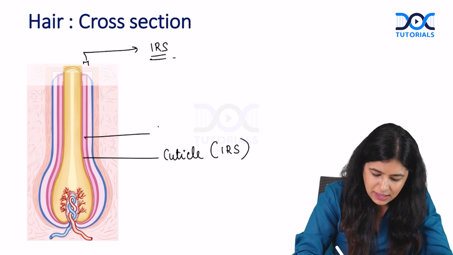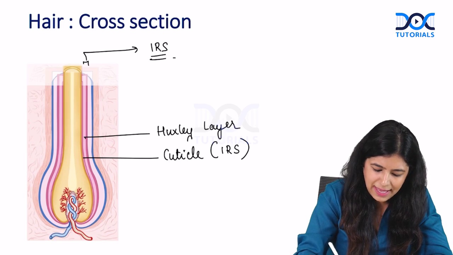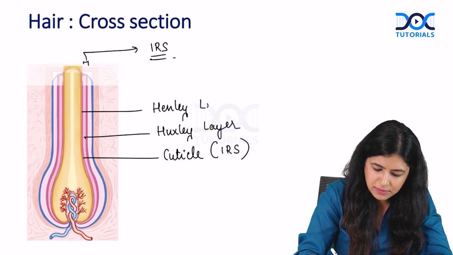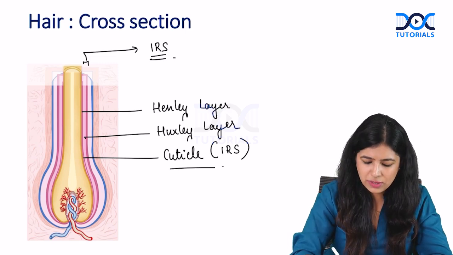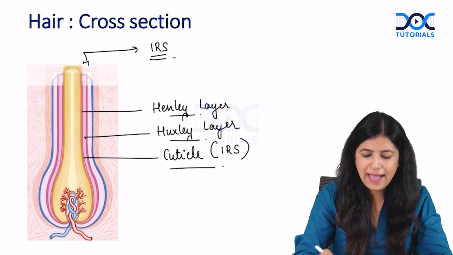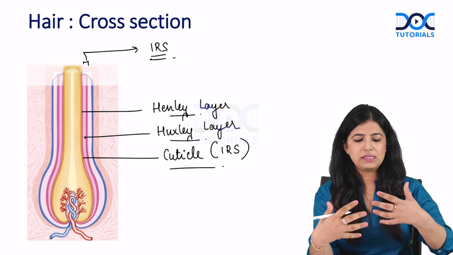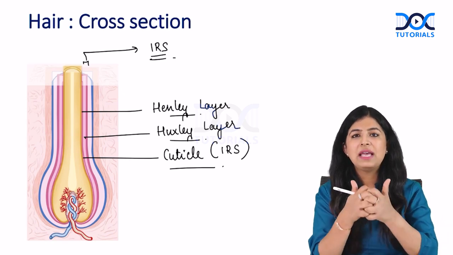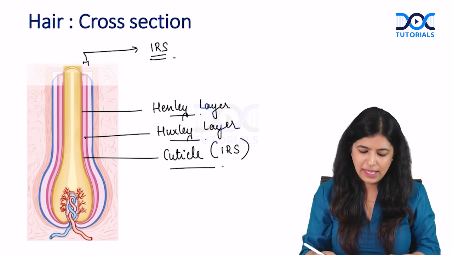Then there is the Huxley layer and the Henle layer. So 3 layers of the inner root sheath: the cuticle, the Huxley layer, and the Henle layer. In fact, the cuticle of the inner root sheath is entangled with the cuticle of the hair shaft, and together it binds the hair shaft to the layers.